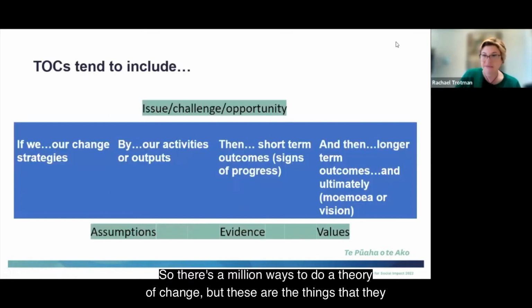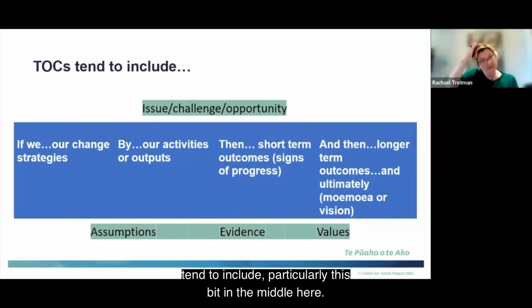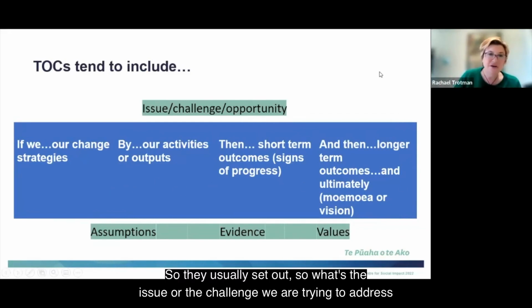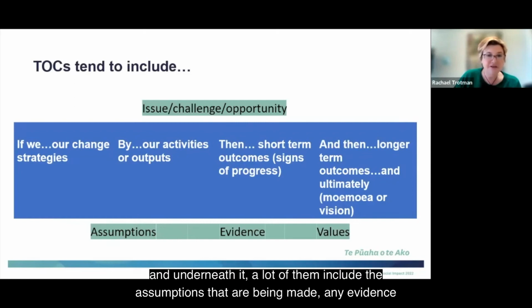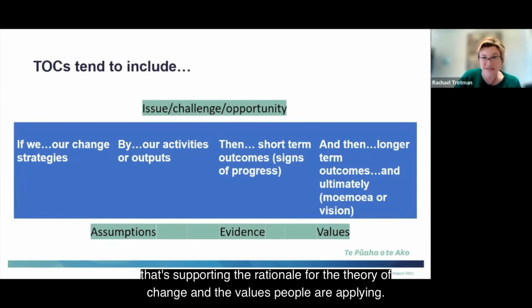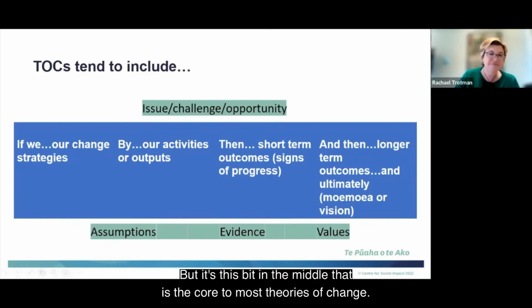So there's a million ways to do a theory of change, but these are the things that they tend to include, particularly this bit in the middle here. So they usually set out what's the issue or the challenge we're trying to address? And underneath it, a lot of them include the assumptions that are being made, any evidence that's supporting the rationale for the theory of change, and the values people are applying. But it's this bit in the middle that is the core to most theories of change.